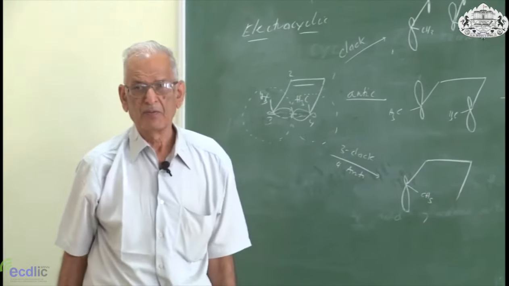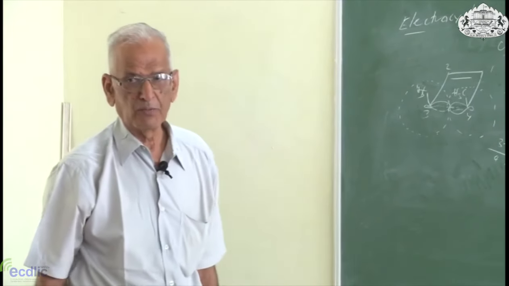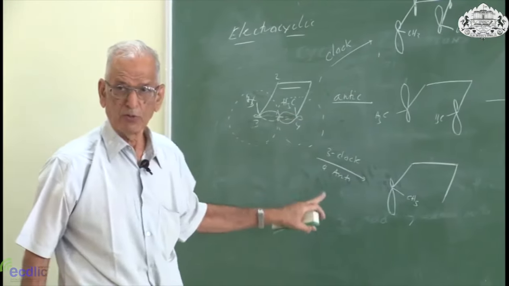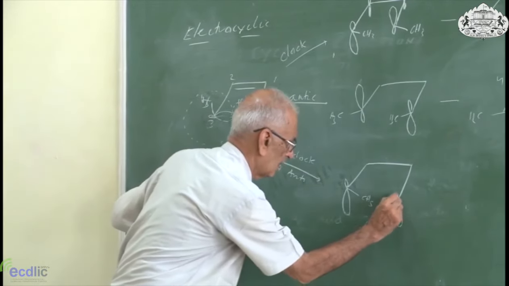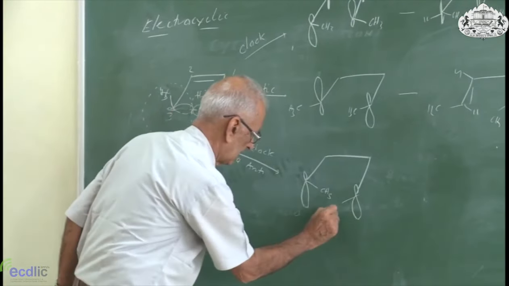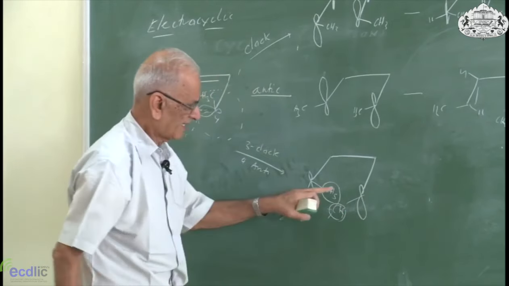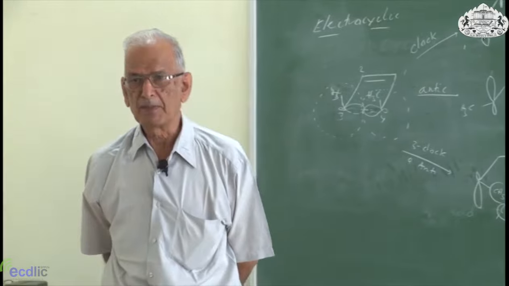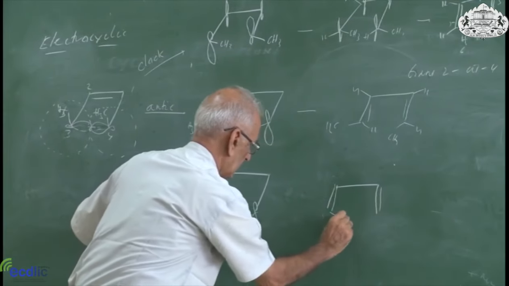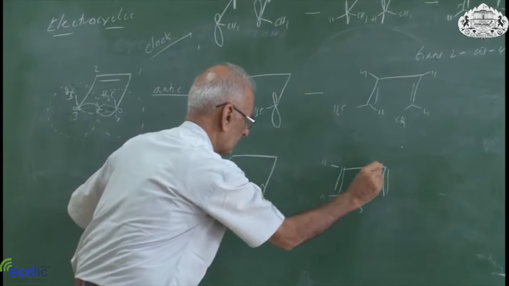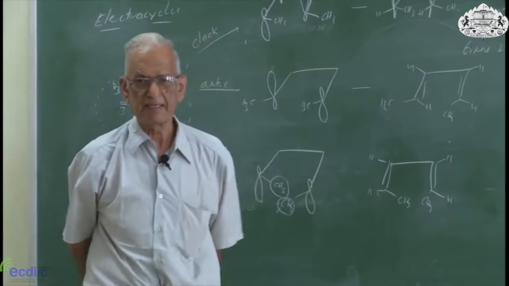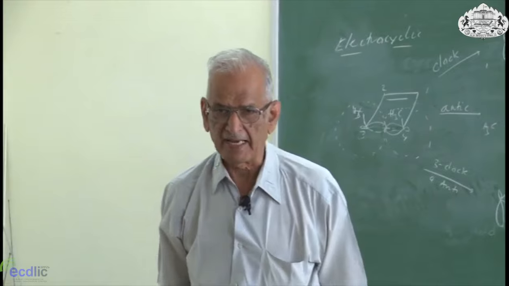Now I am going to take the orbital at 4 position, which is going to move anti-clockwise. Where will that orbital go? It will go to 6 position. Where will the methyl group go? Inside. What will I see? A lot of problem between the two methyl groups. So the compound is cis,cis-hexadiene.